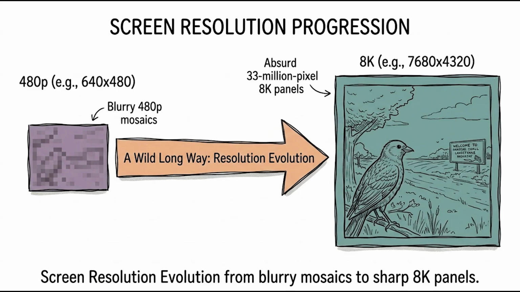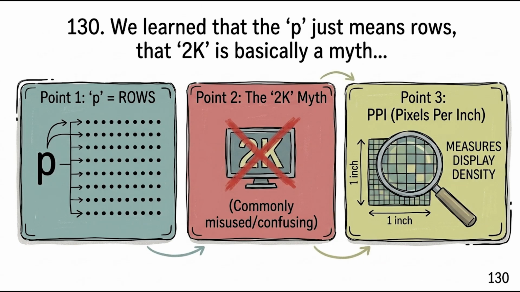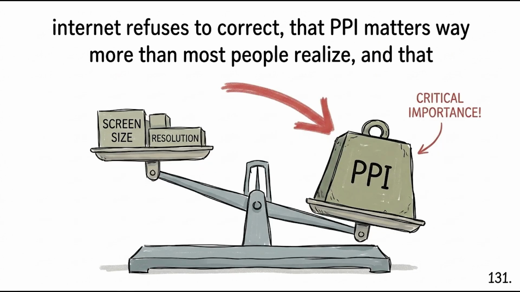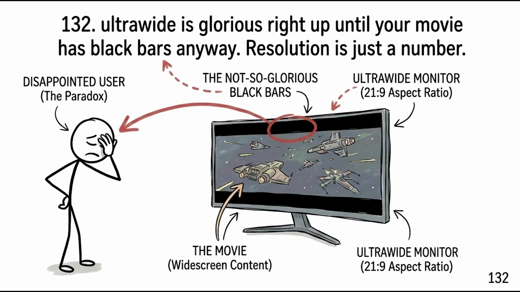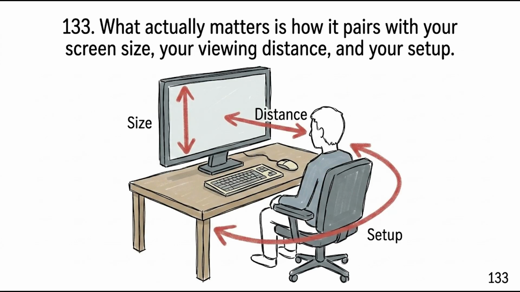From blurry 480p mosaics to absurd 33 million pixel 8K panels, screen resolution has come a wild long way. We learned that the P just means rows, that 2K is basically a myth the internet refuses to correct, that PPI matters way more than most people realize, and that ultrawide is glorious right up until your movie has black bars anyway. Resolution is just a number. What actually matters is how it pairs with your screen size, your viewing distance, and your setup.